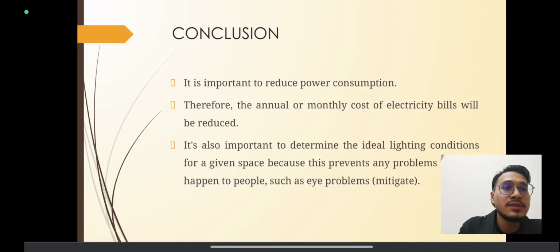And for the last part, which is the conclusion, it can be said that it is important to reduce power consumption. Therefore, the annual or monthly cost of electricity bills will be reduced, and it is also important to determine the ideal lighting condition for a given space, because this prevents problems that can happen to people, such as eye problems, which are mitigated.